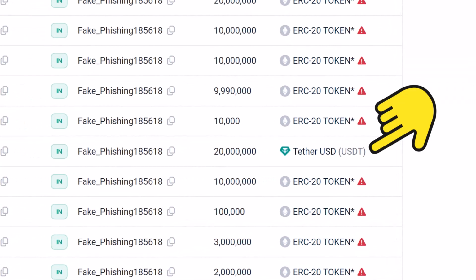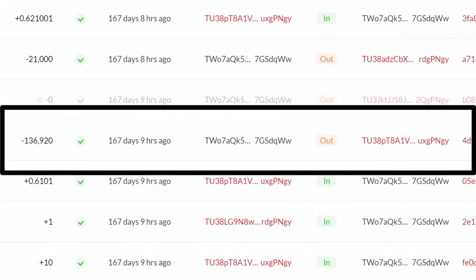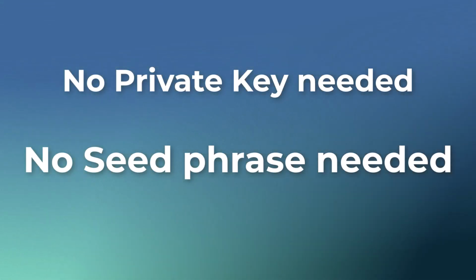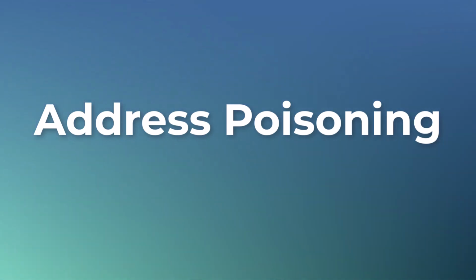This account lost 20 million USDT in one transaction. This account lost 136,000 USDT from one transaction. And no, the attacker didn't have any private key or seed phrase. This was what's called address poisoning. In this video, I'm going to show you how this happened and how you could easily become a victim. And I will also show you how to stop it.